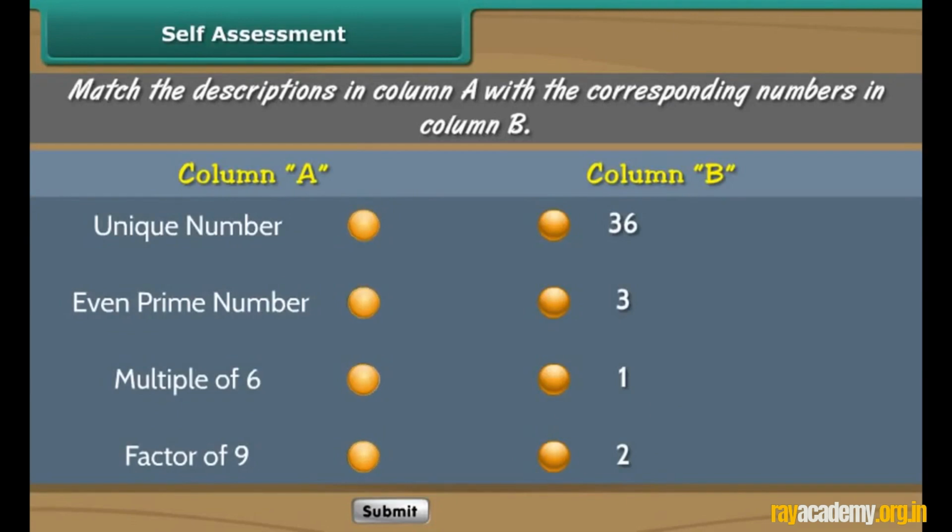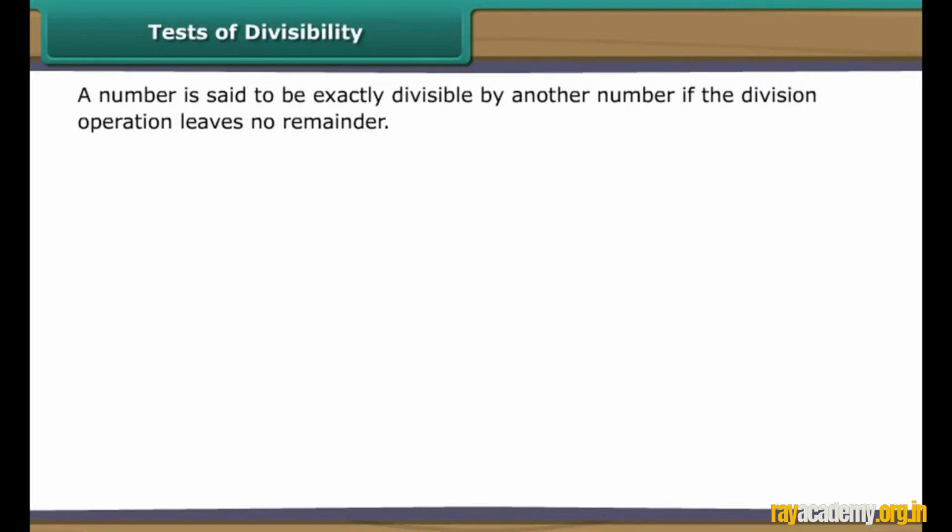Self-assessment. Match the descriptions in column A with the corresponding numbers in column B. Tests of divisibility. A number is said to be exactly divisible by another number if the division operation leaves no remainder. However, determining divisibility by actual division is time-consuming. Therefore, different tests have been designed to test divisibility of numbers by 2, 3, 4, 5, 6, 8, 9, 10 and 11. Let us look at them one by one.